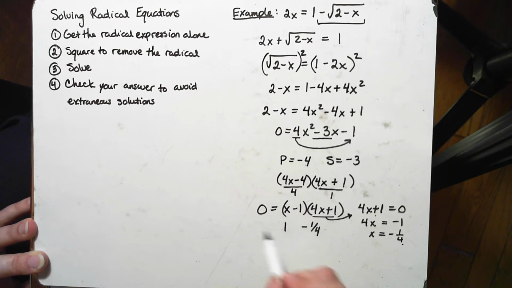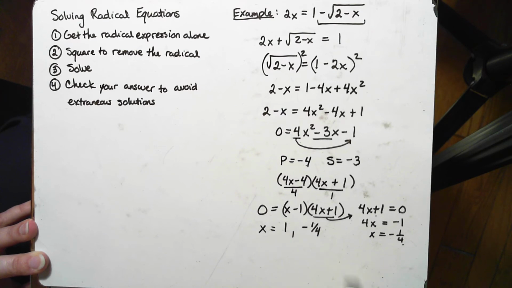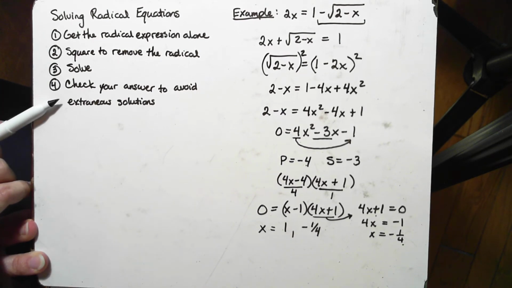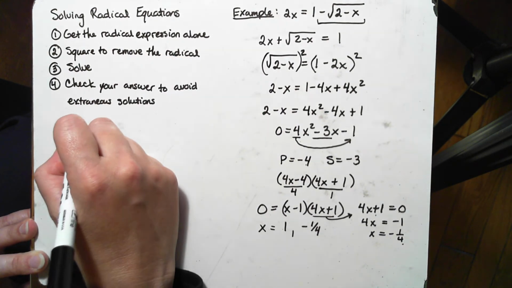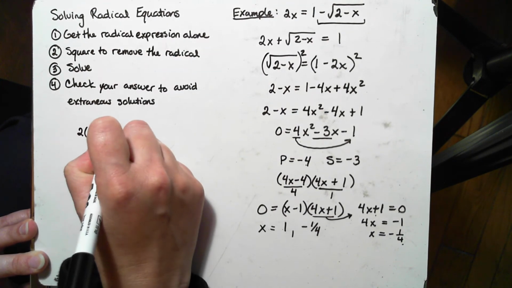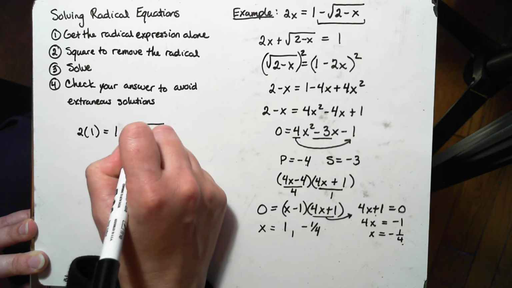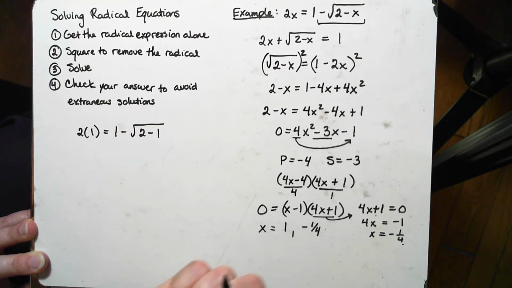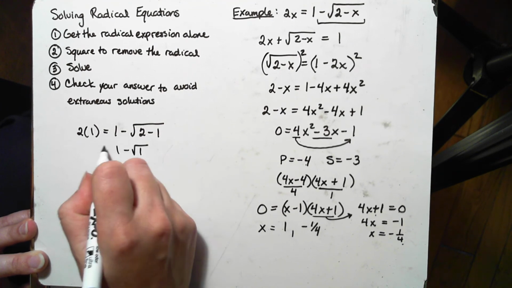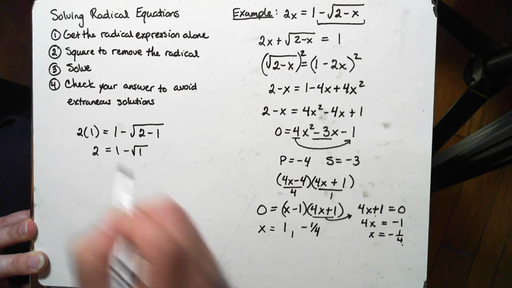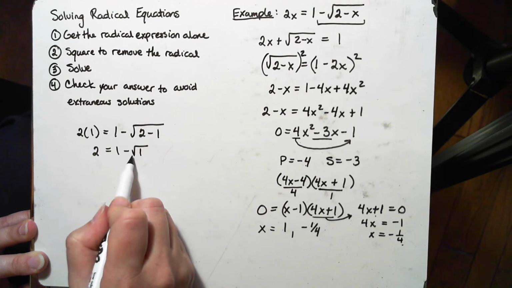Now, these are what I think the answers are. But remember, we have to do step 4. Check your answers to avoid extraneous solutions. So what I'm going to do for step 4 is I'm going to take these and put them back in. So I have 2 times 1 is equal to 1 minus the square root of 2 minus 1. 2 minus 1 is 1, and 2 times 1 is 2. The square root of 1 is 1.